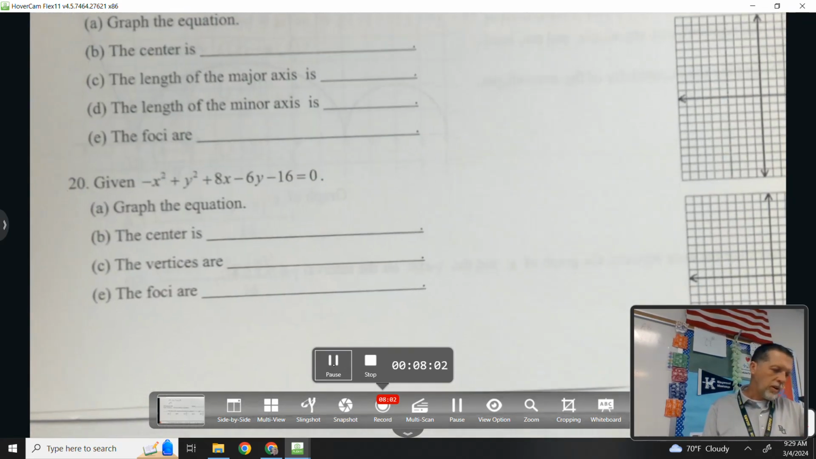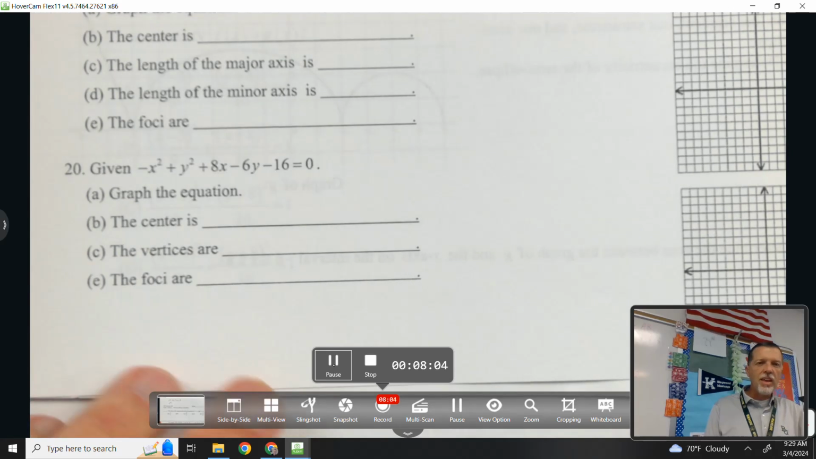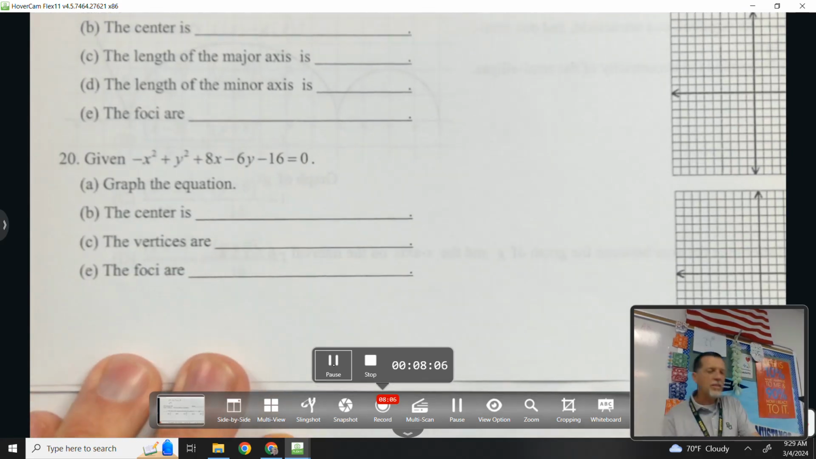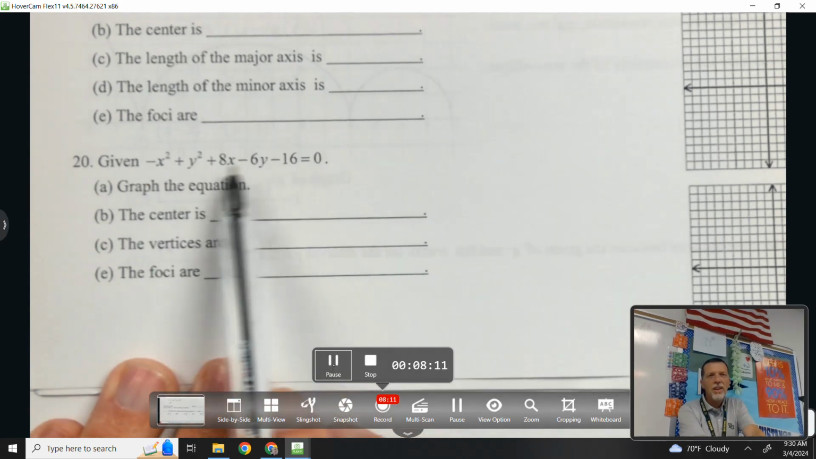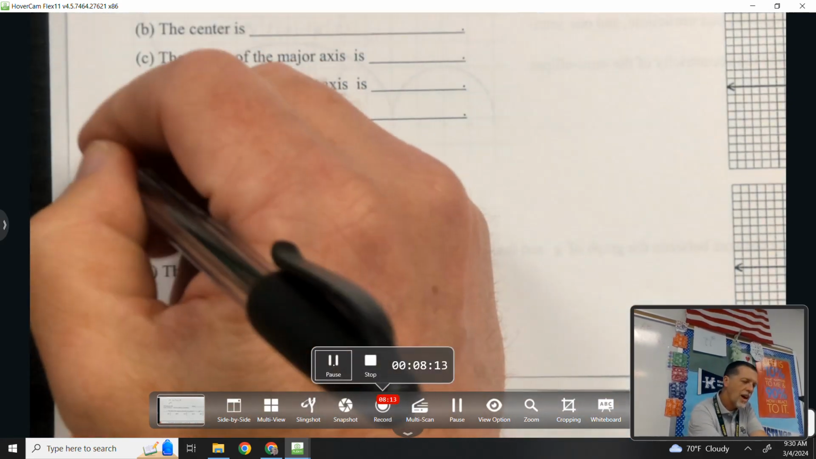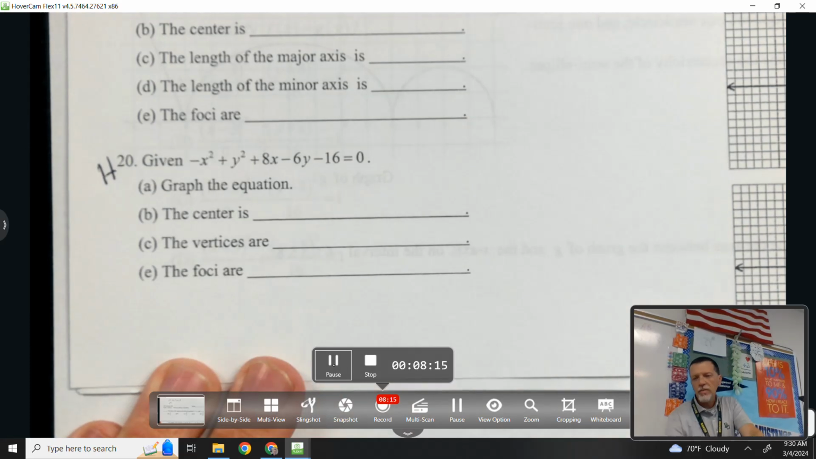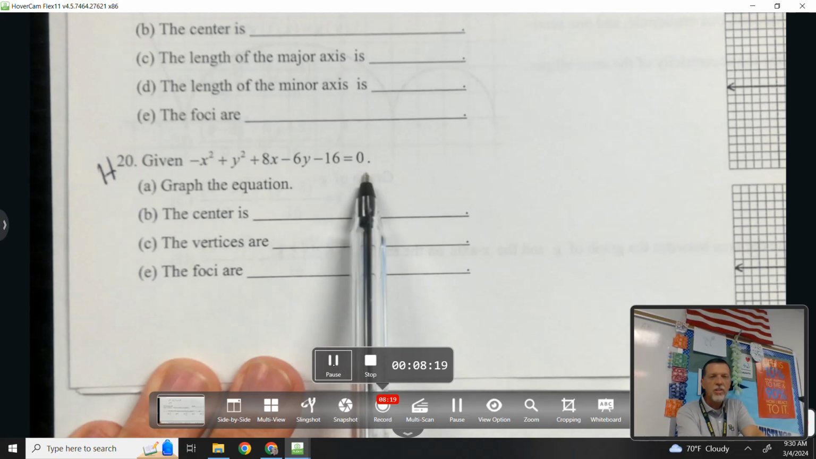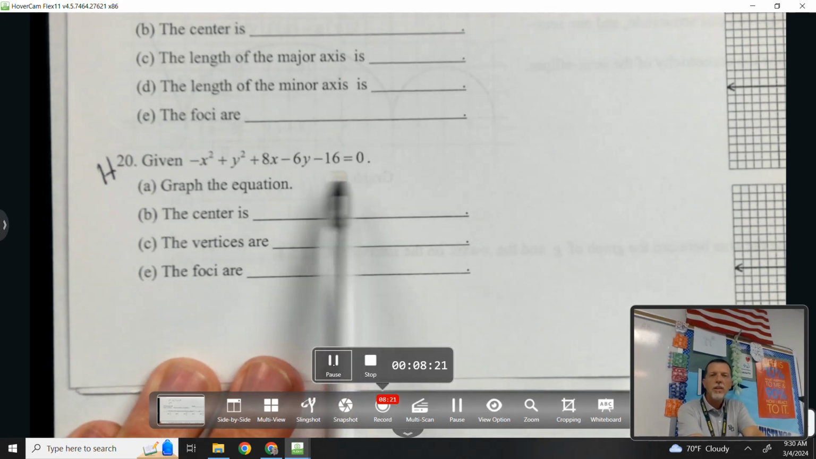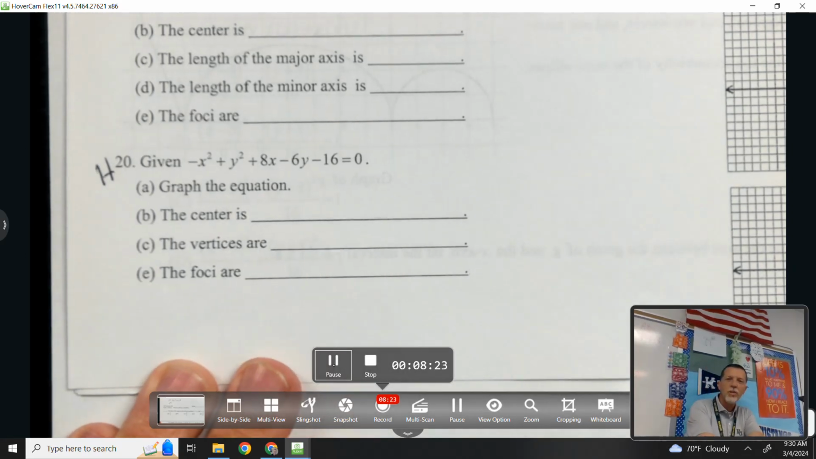Number 20. Given that equation, graph everything, or find all the pieces. Even before I start on this, what's this shape going to be? A hyperbola. And remember there's, what, 5 of those type questions where we just give you the equation and ask you for the shape. So those should be easy as long as you know what you're looking for.